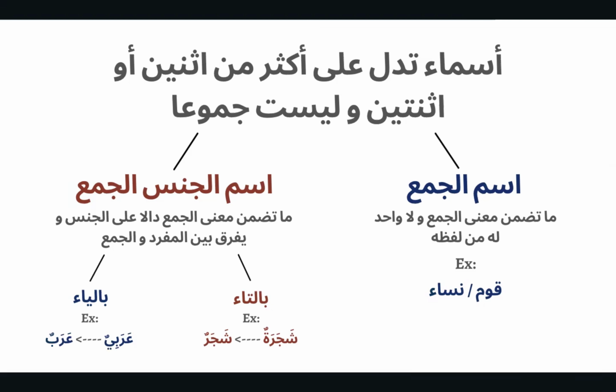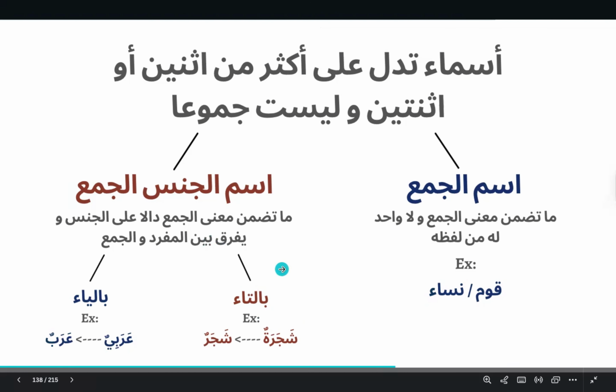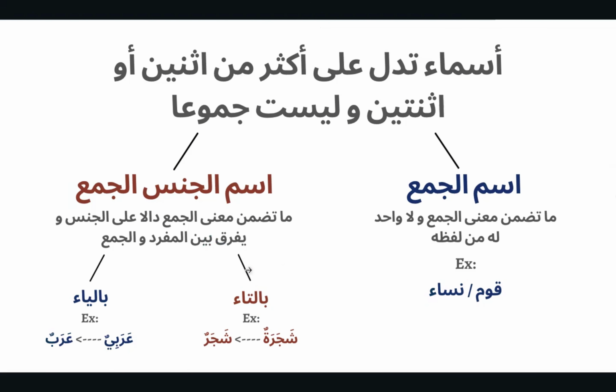Shajar, trees. When I say there are trees outside, that's indicating plurality, and it's also indicating al-jins. I'm referring to the general genus, the general idea of trees. Okay. And then number three is يفرق بين المفرد والجمع. The way that here you're going to differentiate between the real singular form and the quote-unquote plural form is by either a ta or a ya.